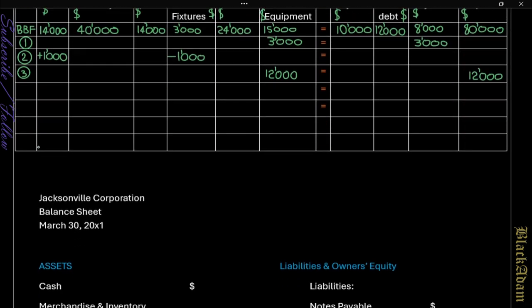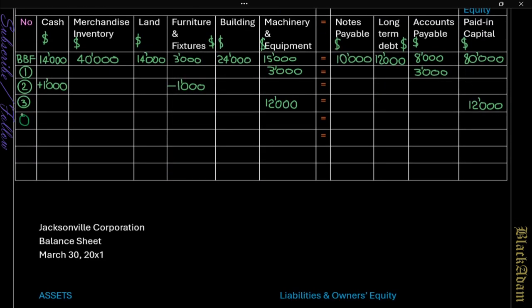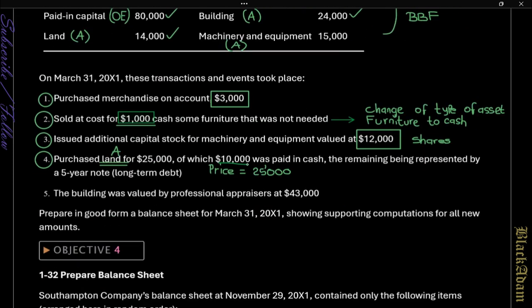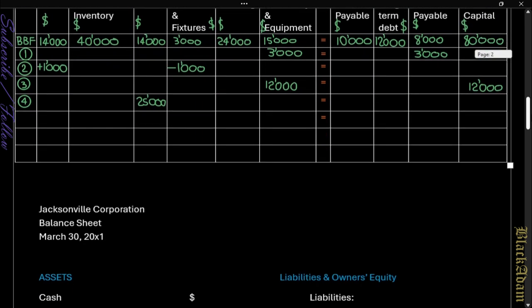So we go quickly to the land there. That's transaction number 4. We go to the land, which is 25,000 that we acquired. But at the same time, we paid cash. Our cash is 10,000. So 10,000 cash. When you pay, it's a minus.